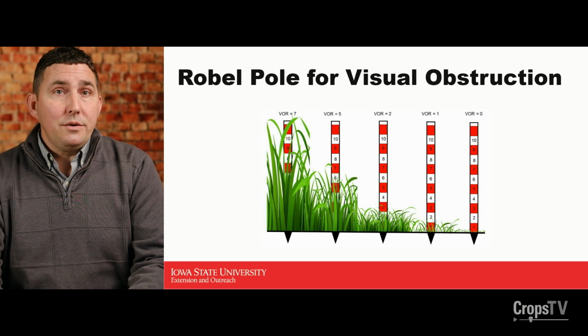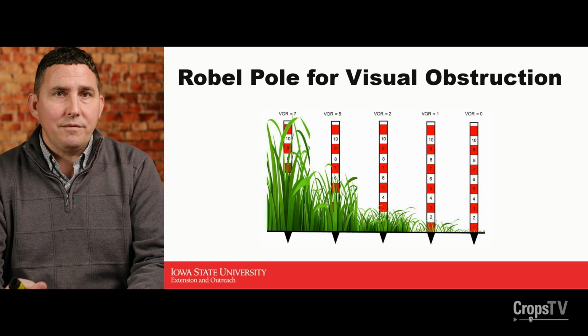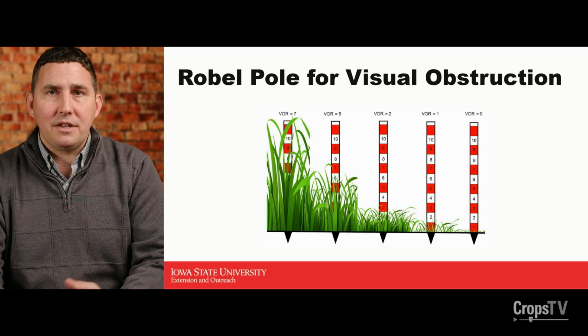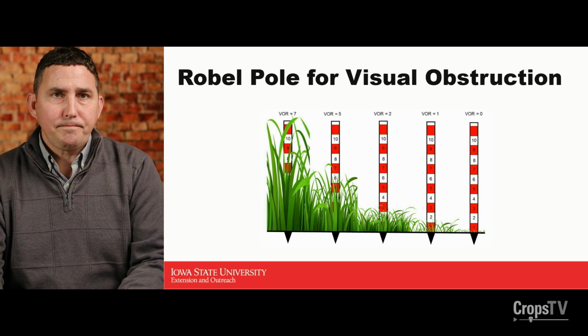In this example, they're using a 50% visual obstruction rating. In our research, we used 100%, and we're going backwards and doing the 75 and 50% obstruction now. So the data that I'll show you in the coming slides are based off of a 100% obstruction.